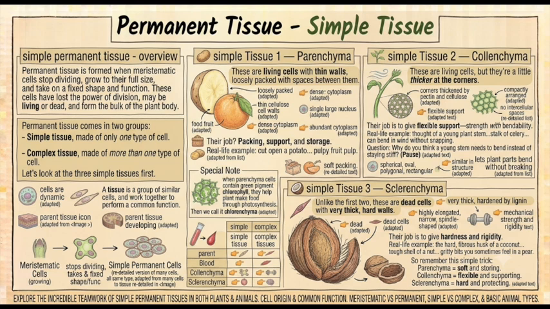Let's now look at simple tissues. The first is parenchyma. These are living cells with thin walls, loosely packed with spaces between them. Their job: packing, support, and storage.